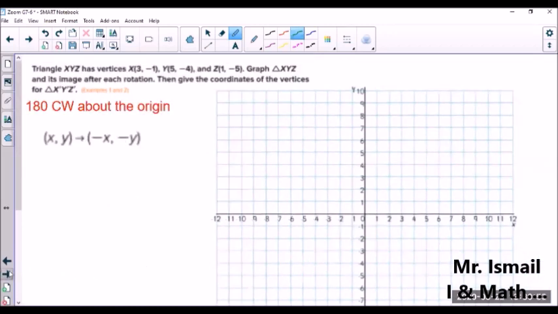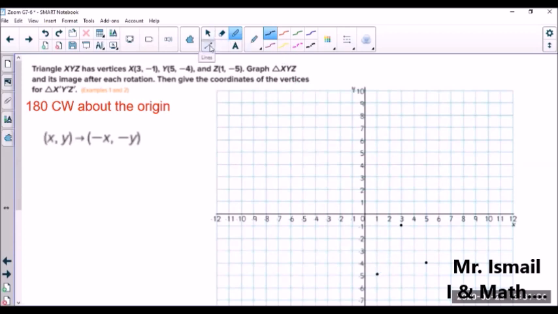I have this triangle XYZ: 3, -1; 5, -4; 1, -5, same, but I will rotate it 180 clockwise about the origin. Let's start. First, I will put the points: 3, -1. I put the point. This is point X. Point Y, 5, -4. Point Z, 1, -5 will be here.